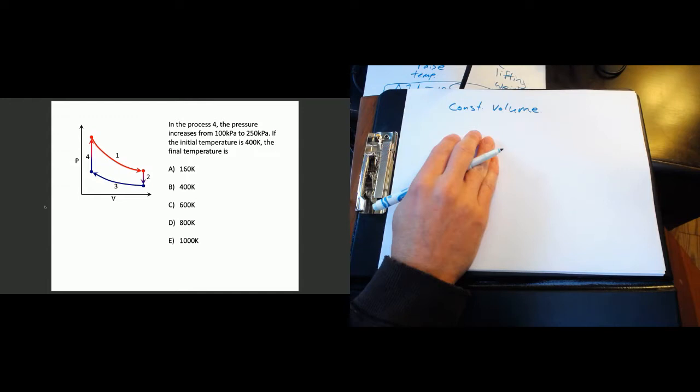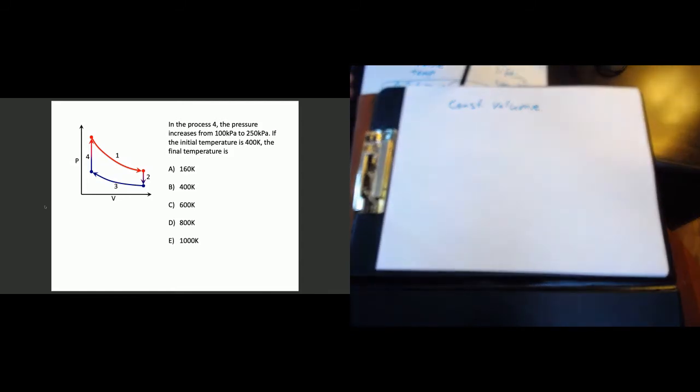And so one way of doing this is just to recognize that this is a problem that we've already seen in our course. It's like the constant volume gas thermometers that we were talking about, where we understood that pressure is proportional to temperature in that situation. And so we could actually very quickly do this question to say that the pressure increases by a factor of 2.5. And so the Kelvin temperature must increase by a factor of 2.5. 400 times 2.5 is 1,000. And so that would be a quick way of understanding that the answer is E in the situation, 1,000 Kelvin.